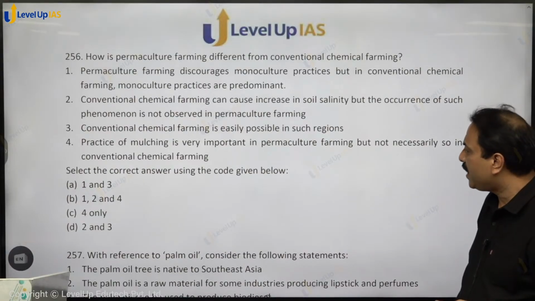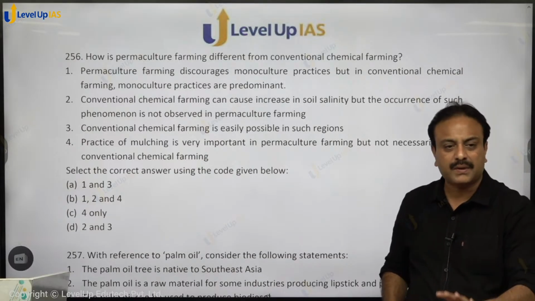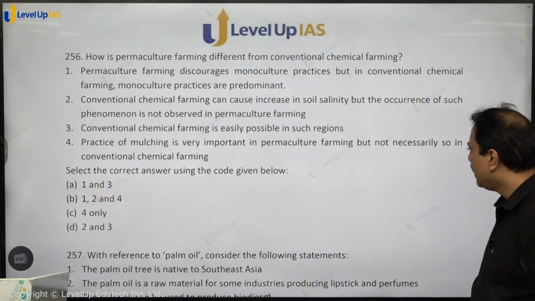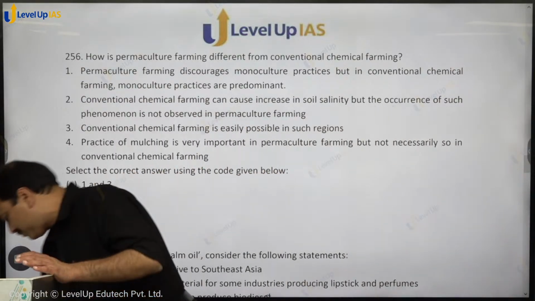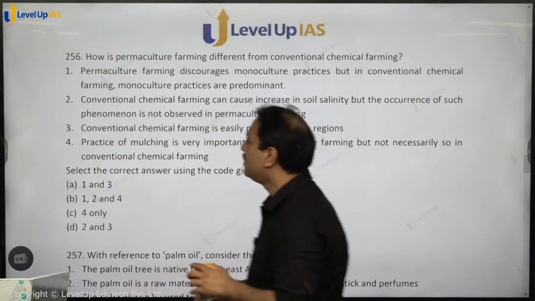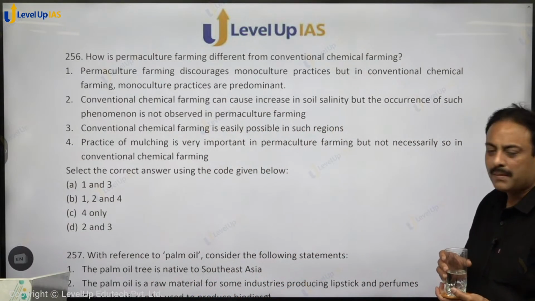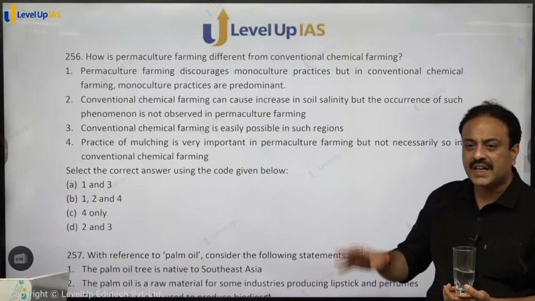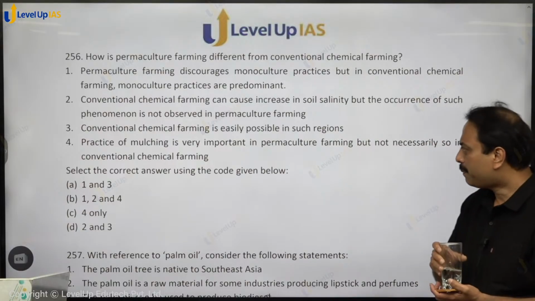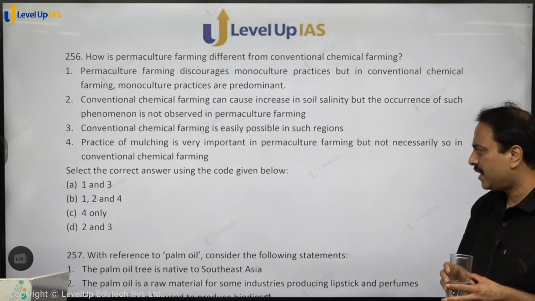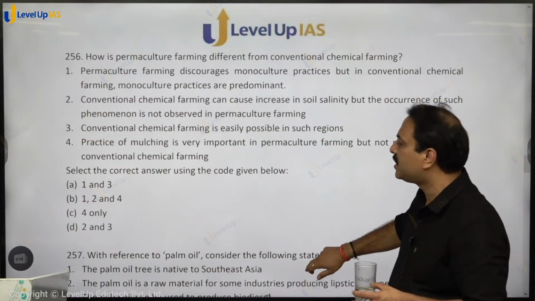Practice of mulching is very important in permaculture. Covering of the bare soil with something, crop residue or something like that. It is required, but not necessarily so in conventional chemical farming. So one, it is a correct one. In conventional chemical farming, mulching is not required. They will use weedicide, insecticide, pesticide. So 1 is correct, 2 is correct, 4 is correct. 1, 2 and 4. Option B for boy shall become the right answer.